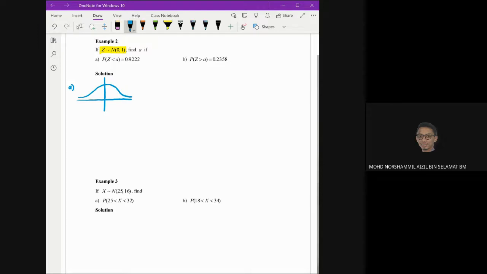Z less than A is 0.9. So you feel A sits on the right side or the left side? Do you understand my question? So do you think A will be on the right hand side or the left hand side of the bell shape? Which one? Left. Okay. Right, maybe.